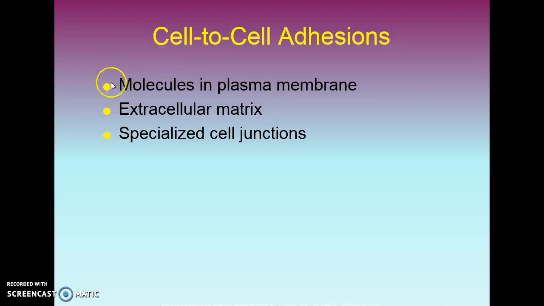Molecules in a plasma membrane, whether that be proteins, glycolipids, carbohydrates, are often a means for cells to adhere to each other. There are also specialized cell junctions that are areas between adjacent cells that are often open for movement of molecules between cells without the molecules having to move into different environments or into the extracellular environment. And then there's the extracellular matrix, which we'll talk about on the next slide.